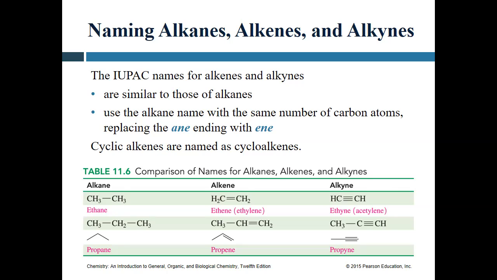The only difference is in the ending. For alkenes, instead of ane, they're ene. And that's what gives us that ene sound at the end of that molecule's name. For alkynes, we would end that with yne, instead of ane or ene. And that's what signifies those. Again, if we have ring structures, then we just put the prefix cyclo in front of whatever it is that we're looking at.